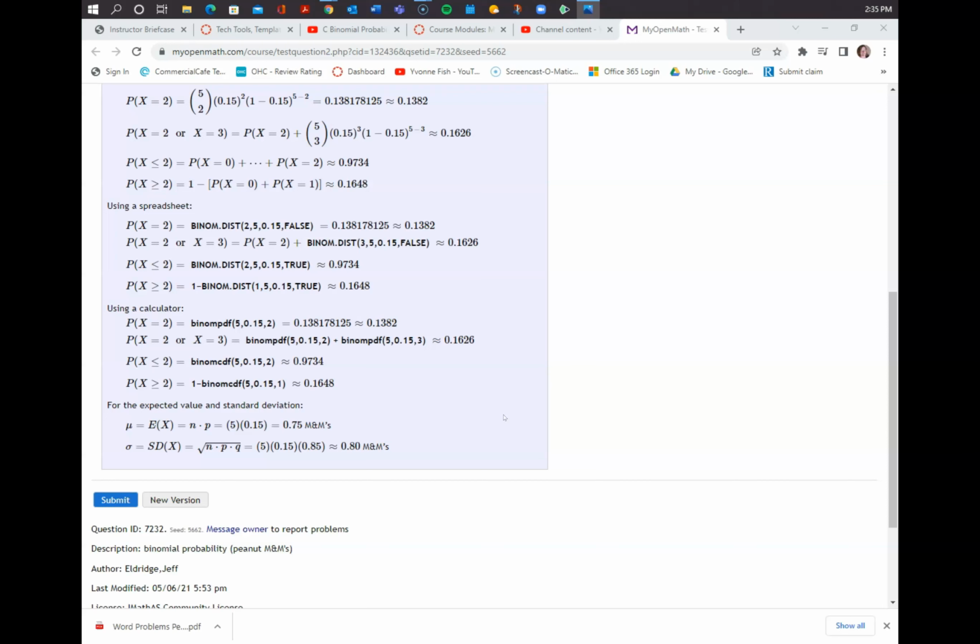So that is our average, which is the same as expected value, and our standard deviation. In terms of the units, it would be M&Ms, just to make sure we have that there. It's here already for you. You don't type that into your answer box in MyOpenMath.